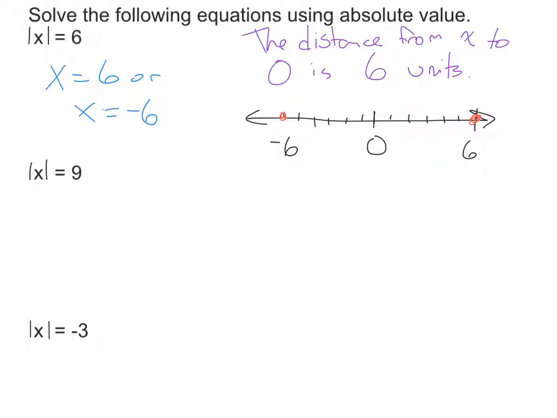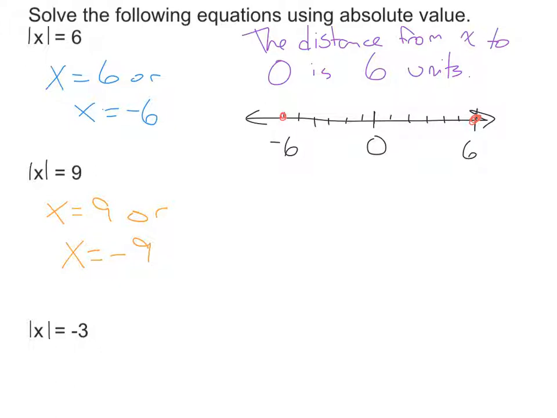Let's consider the same thing about the absolute value of x equals 9 in the next equation. Well, if the distance from 0 to x is 9 units, our x could be either 9 or it could be sitting at negative 9 on the number line. Both of those numbers are 9 units away. Good. So, how about the bottom one?